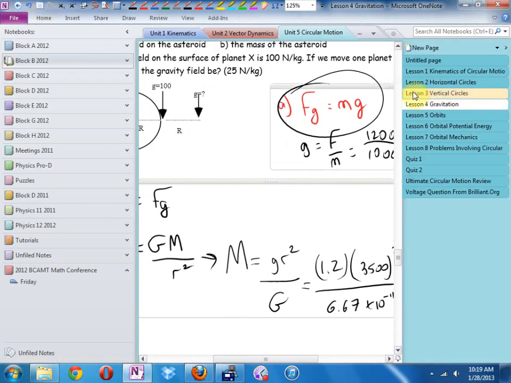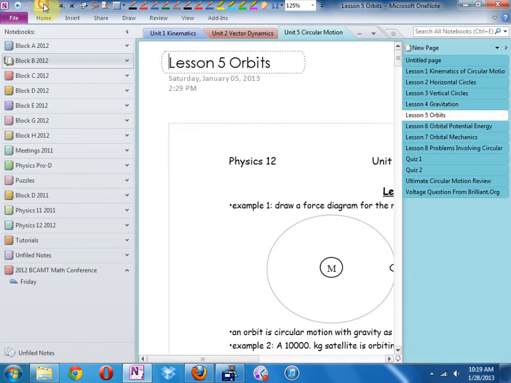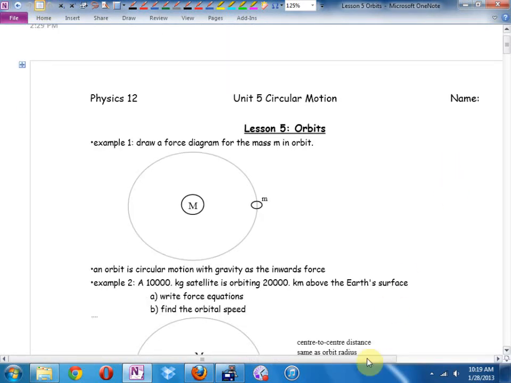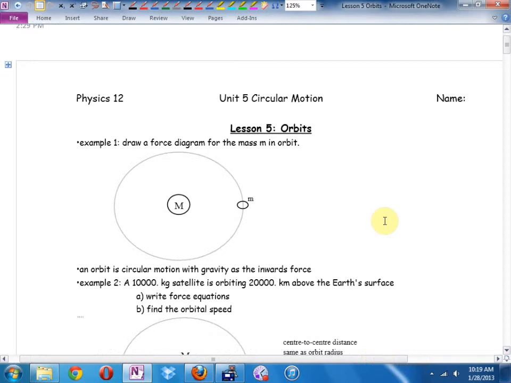Let's go into orbit. The physics of satellites, of space shuttles, of the International Space Station, and of planets. Example 1 says, draw a force diagram for the mass little m in orbit. So what are the forces acting on mass little m? And I am going to say, get the obvious one, but just be a little bit careful. What is the obvious one?